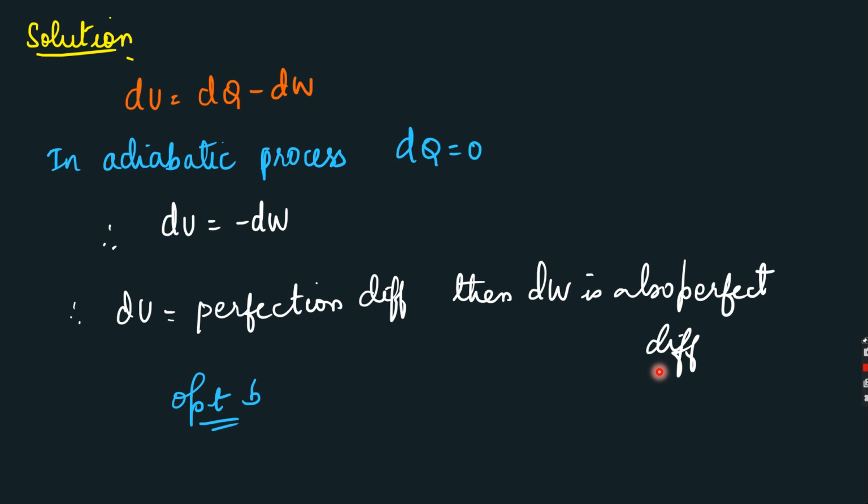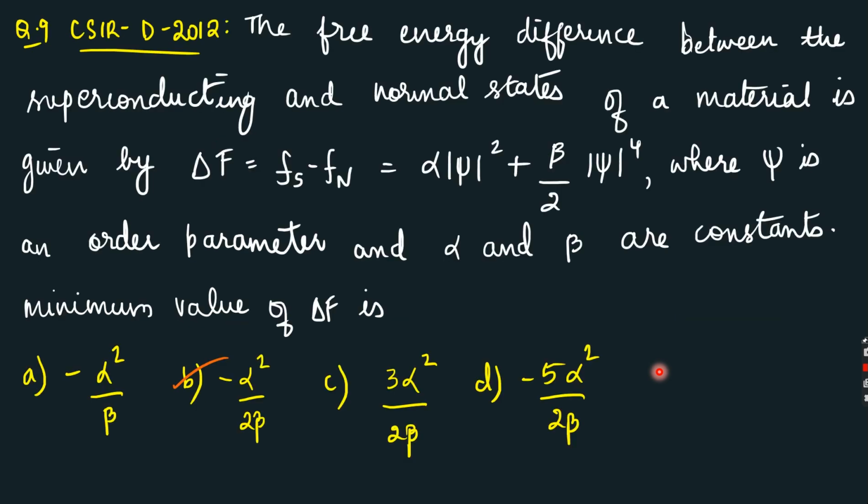Okay, so I hope you get this solution easily. The next is the ninth question, and here a free energy difference between the superconducting and normal states of a material is given. Don't get afraid of these words, superconducting, normal states, blah blah blah.